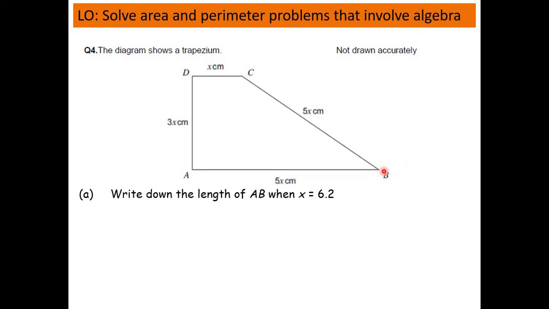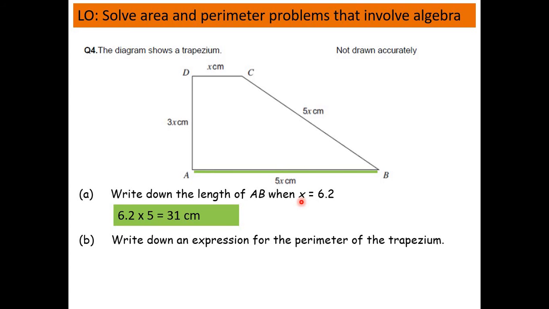So you'll see all the corners of this shape are labelled. We've got A, B, C, and D. When it's asking us to write down the length of AB, it's asking us to write down the measurement from A to B. A to B is 5x centimeters, and it's saying that x is equal to 6.2. So 6.2 multiplied by 5 is 31. And that is the length of this side when x is equal to 6.2.